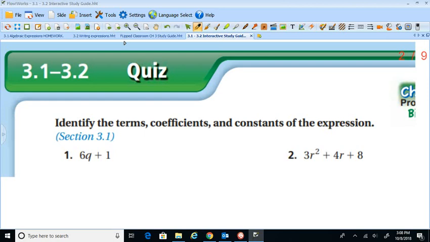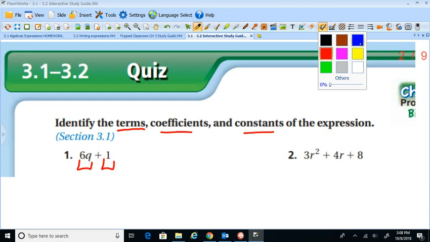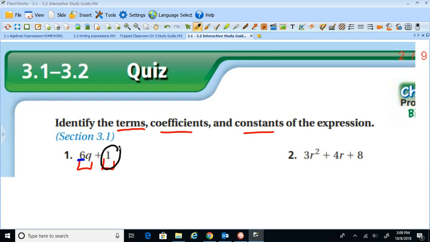Number one, we need to identify the terms, coefficients, and constants of each one. So number one, we have two terms, 6q and the number 1. Those are my two terms. Coefficients come before the variable, to the left of the variable. They're the numerical value of each variable. So we have 6 q's. 6 is my coefficient for number 1. Constants are the terms with no variables. So 1 is my constant. It's a term with no variables. So that's it. There are two terms, 6q and 1. Coefficient, there's 1, which is the number 6. And constant is the value 1, the term 1.